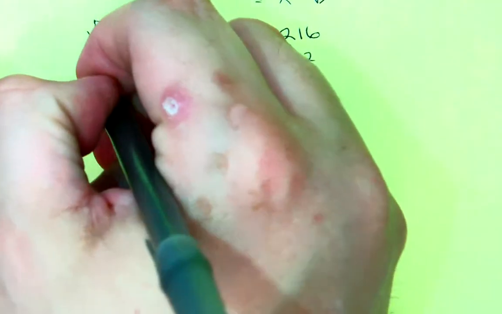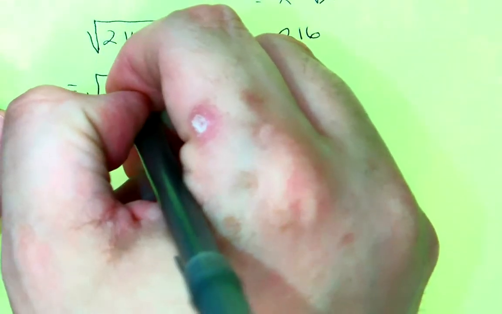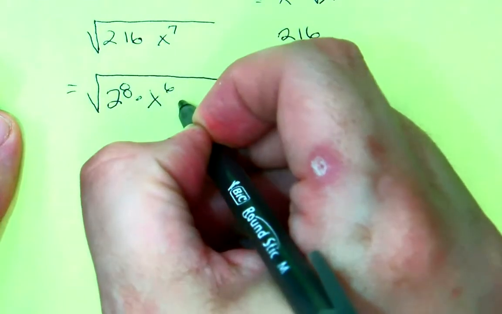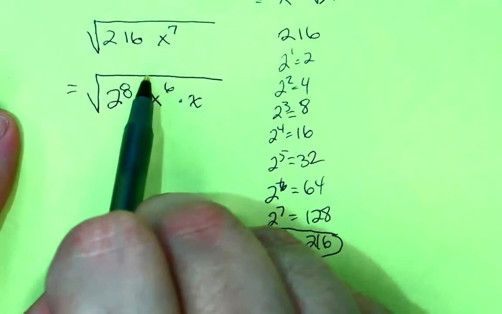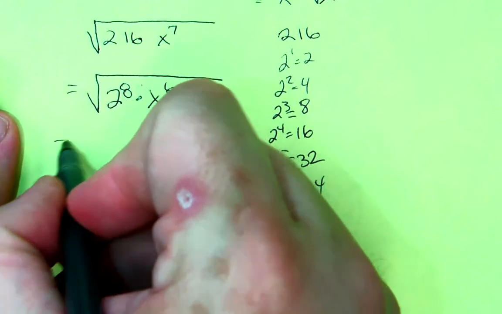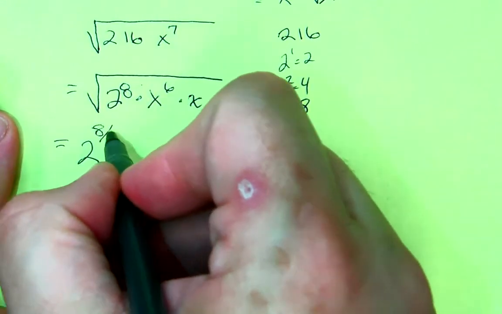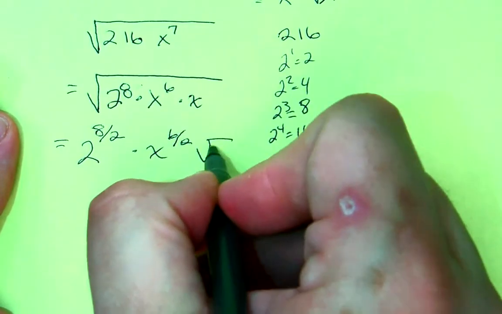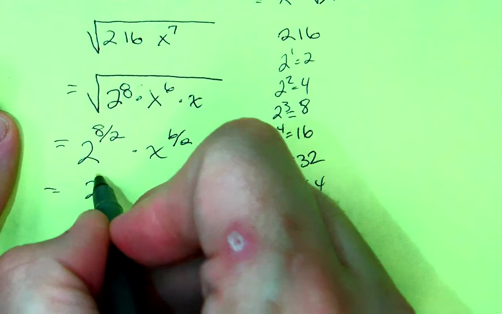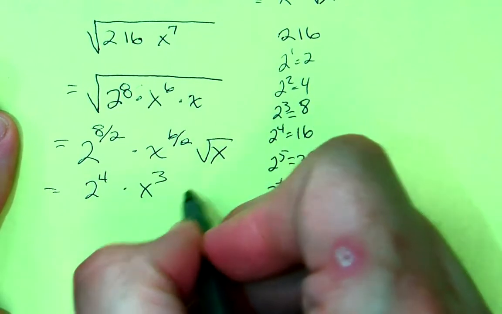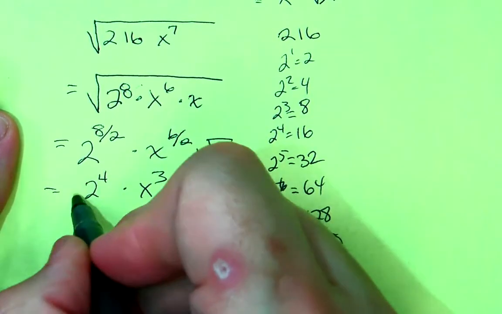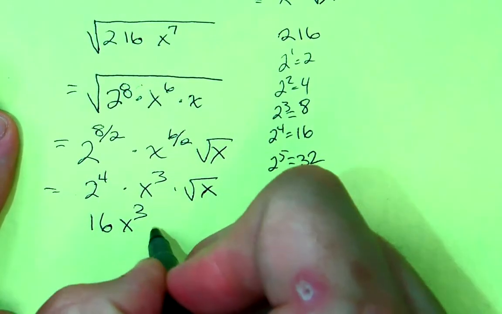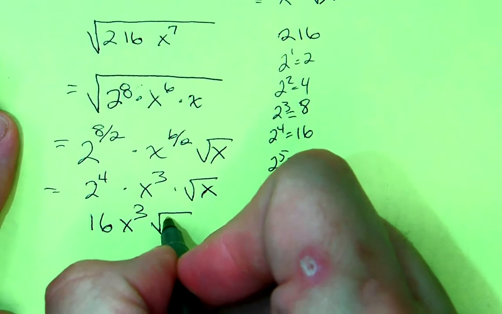So I can rewrite the square root of 256 as 2 to the 8th power times, now I have x to the 7th, I can change this to x to the 6th times x, because remember, we want even powers so we can divide them by 2. So I'm going to get 2 to the 8th divided by 2 power times x to the 6th divided by 2 power times the square root of x. So this is 2 to the 4th power times x cubed times the square root of x. 2 to the 4th power: 2 times 2 is 4, 8, 16. So this is 16x cubed times the square root of x.